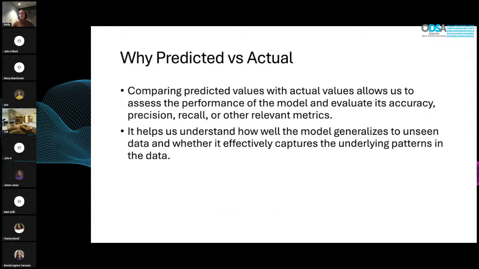So y predicted versus actual allows us to assess the performance of the model and evaluate it against these metrics: precision, recall, many other terms. It again helps us understand how well the model generalizes, or how it captures these patterns, or really how we can select which model has the best performance.